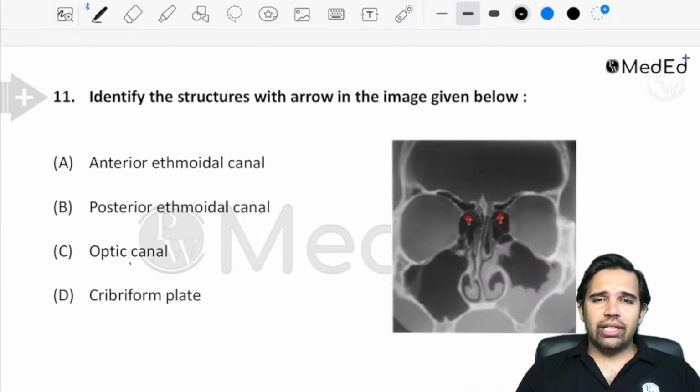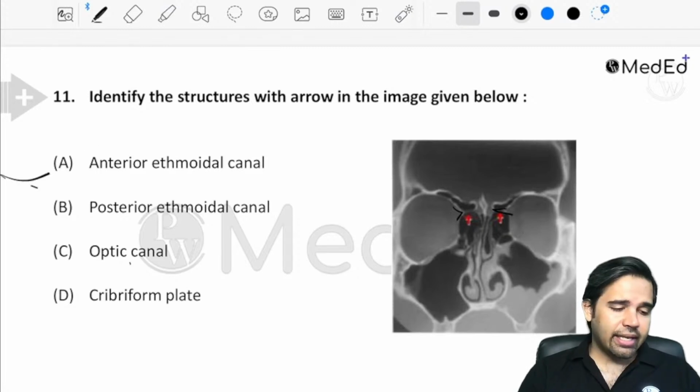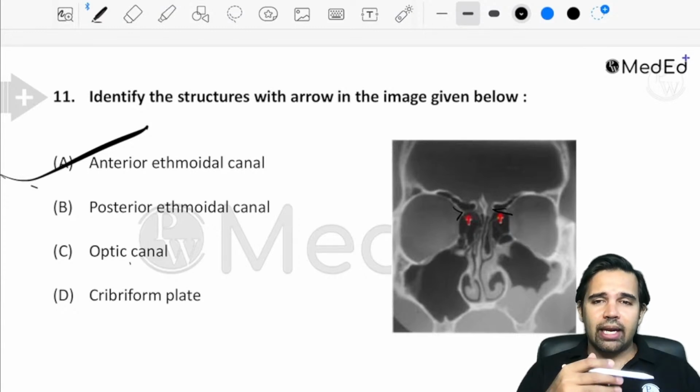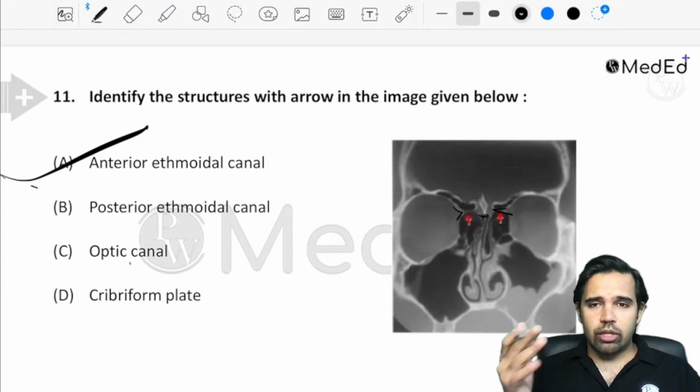Identify the structures with arrow in the image given below. Now here you can see, let me point out to you, the arrow is pointing here. This is the ethmoidal canal. This is in front of the orbit, superior and above. Optic canal, cribriform plate, and all are medial. And the posterior ethmoidal canal is posterior.